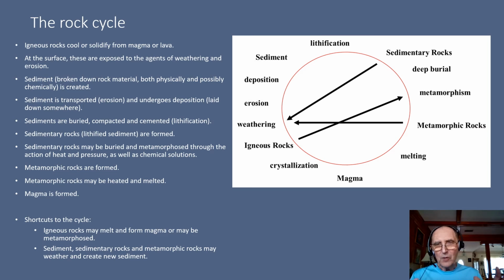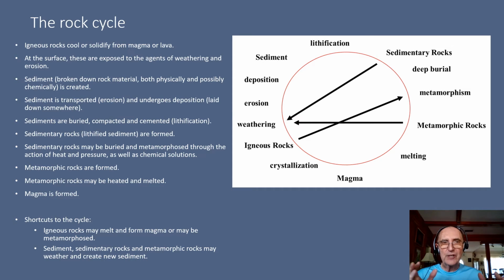Let's briefly talk about the rock cycle because all rocks are really related. Now, this is a cycle, so you can start anywhere. But since we're talking about volcanoes, let's start with magma at the bottom of the diagram. Igneous rocks form from the cooling, the crystallization, or the solidification from magma or lava.